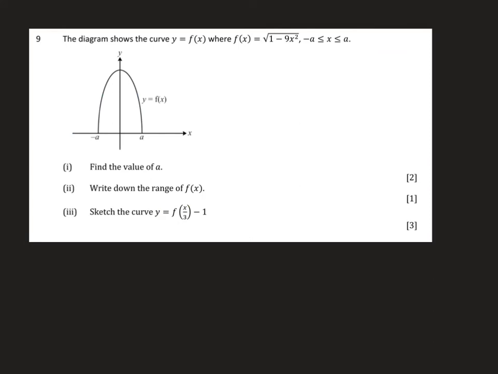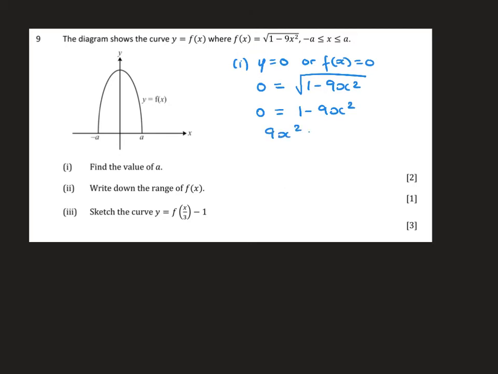Question 9. We have a graph where the equation of the curve is y equals root of 1 minus 9x squared, and we've got to find the value of a, which is reflected to give a value of negative a on the other side. So part 1, we know that at these 2 points, these x-intercepts, y is equal to 0, or f of x is equal to 0. So 0 equals root of 1 minus 9x squared. Square both sides.